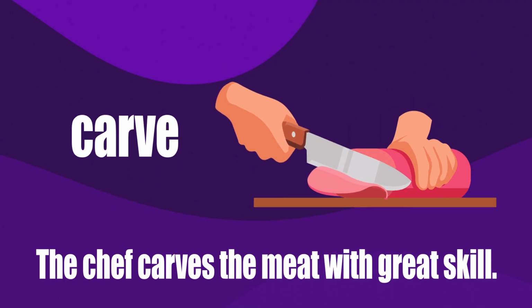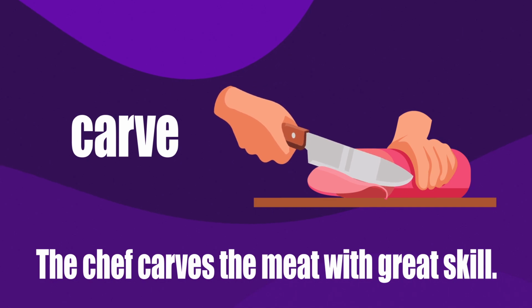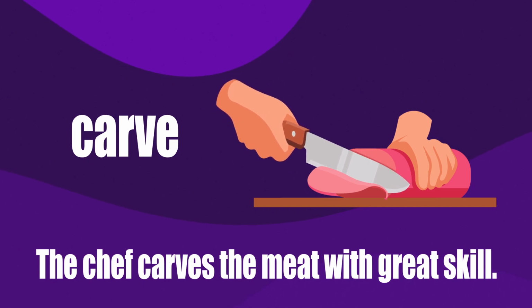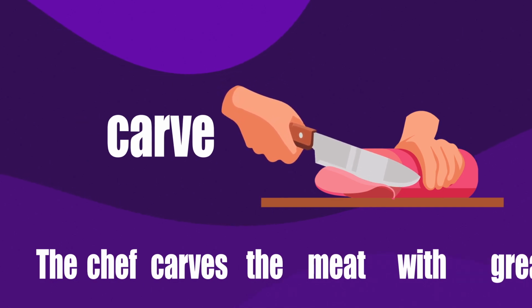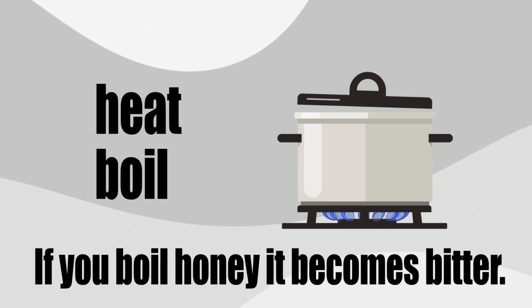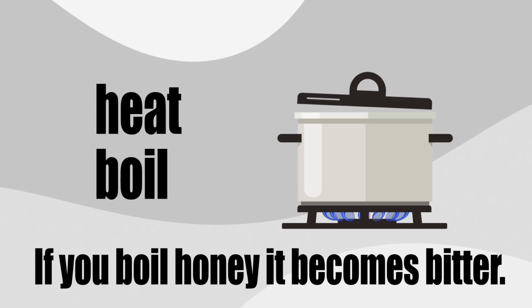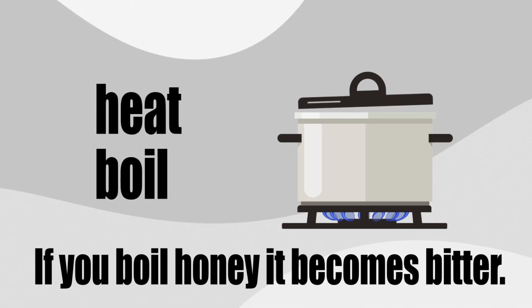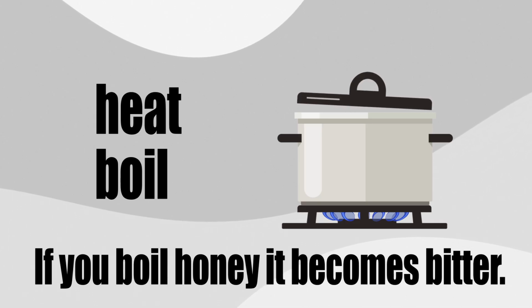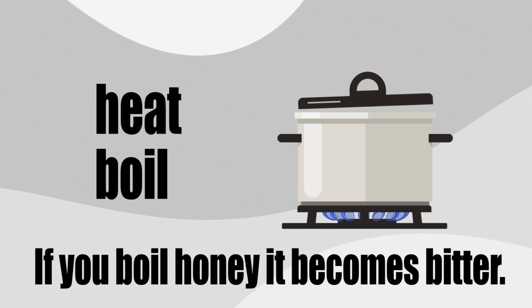When you cut the meat, you carve it. The chef carves the meat with great skill. You can also heat or boil water. Heat. Boil. If you boil honey, it becomes bitter.